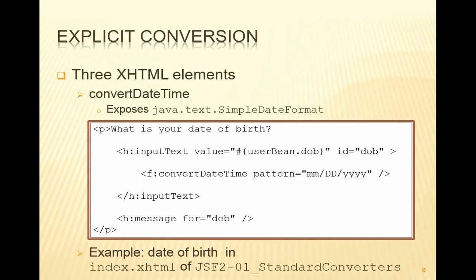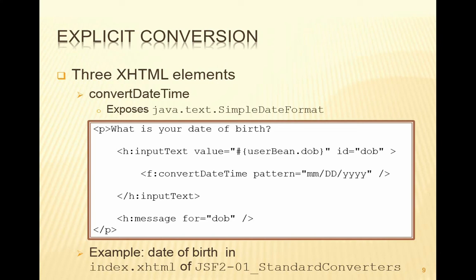Explicit conversion is done using one of 3 XHTML elements. There is a convertDateTime tag. This tag exposes the java.text.SimpleDateFormat class. In other words, it's going to provide the same functionality that SimpleDateFormat does. So we've got this input text that's bound to the userBean.dob property. So it's going to be a date of birth. And we want to convert that to a date time.